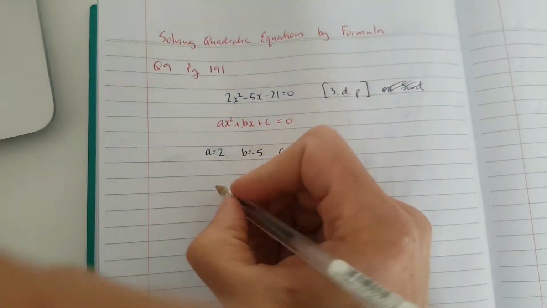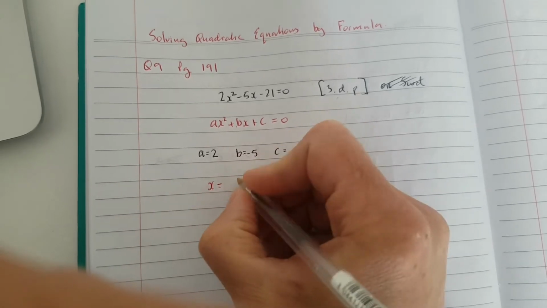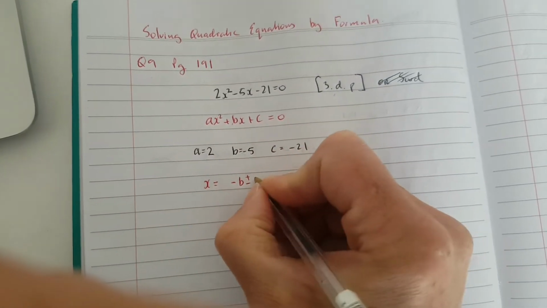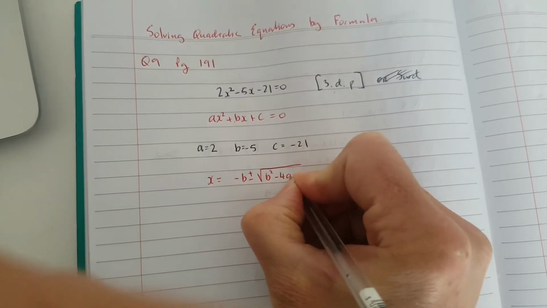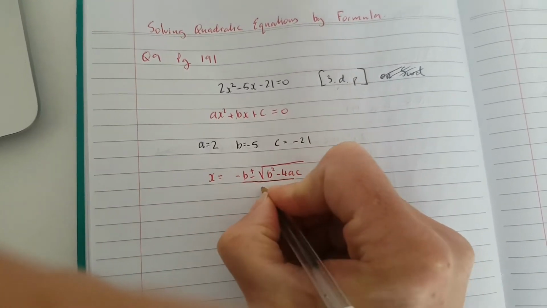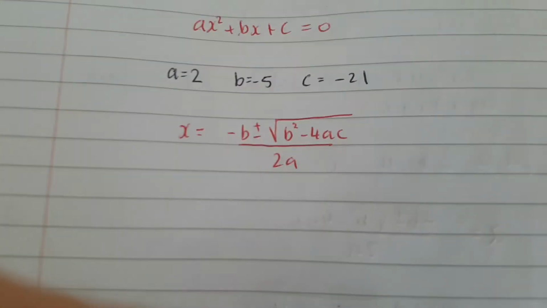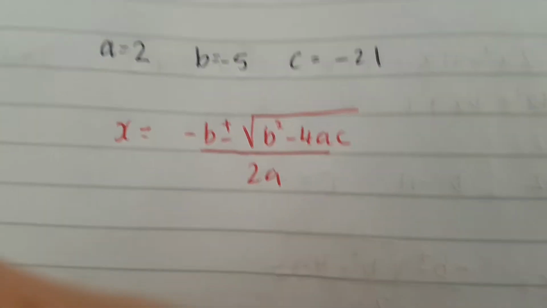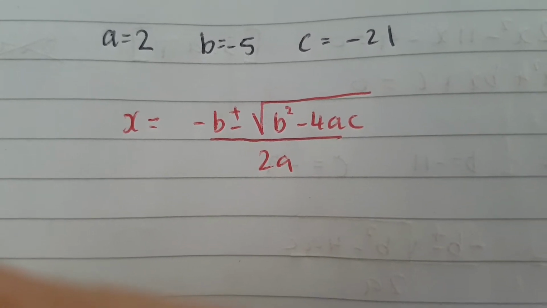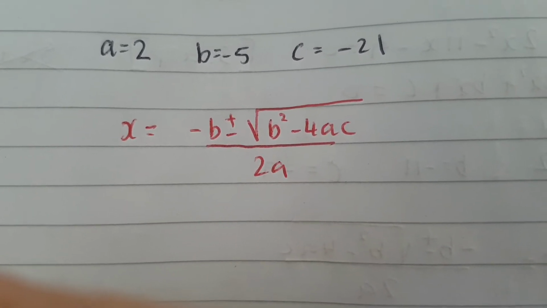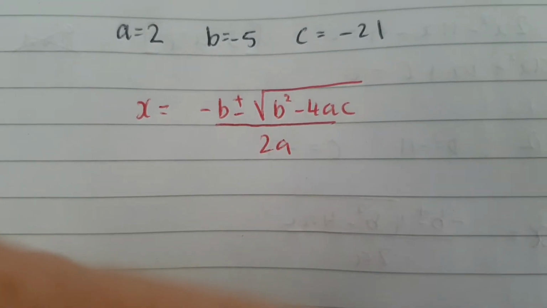Okay, now I'm going to write my formula. x equals minus b plus or minus the square root of b squared minus 4 times a times c, all over 2a. So this is a very important quadratic formula, or I will refer to it as the minus b formula. This formula is in your tables, but we should become so familiar with it that we don't need to refer to our tables each time.